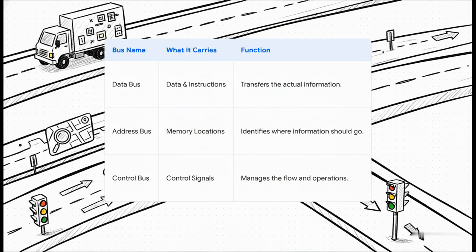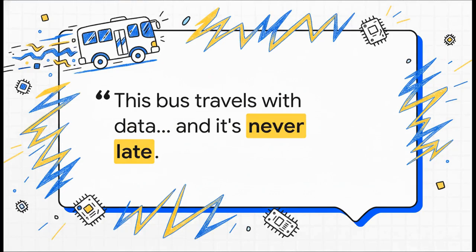The data bus is like a big truck, carrying the actual data and instructions. The address bus is the GPS, telling the truck exactly which memory location to go to. And the control bus? That's the traffic light system, sending out signals to manage and coordinate everything so there are no crashes. Yeah, unlike my morning commute, this is one bus that runs with perfect, lightning-fast precision.